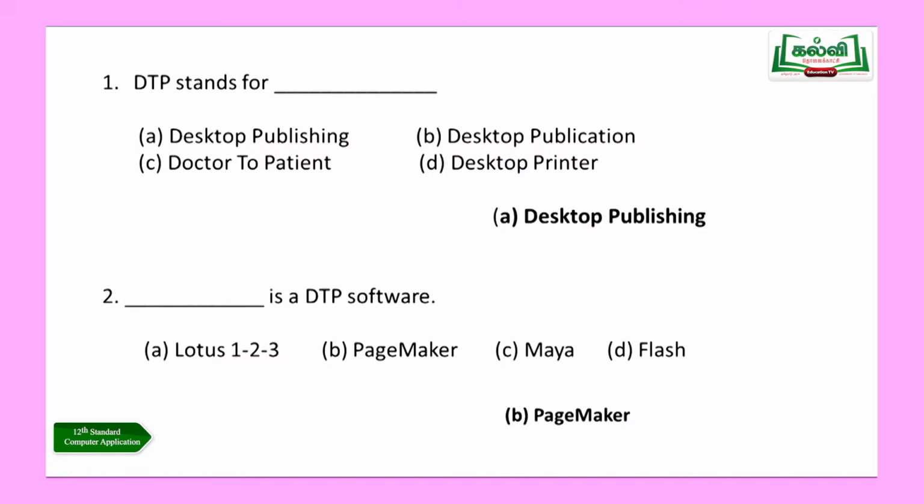Now we will go on to the question session. First question, DTP stands for desktop publishing. The answer option A is the correct answer, desktop publishing. Desktop publishing is the field where we use computers to design the content of the pages and then we go for printing. Today most of the printing industry is using this DTP. We call DTP a field, desktop publishing.